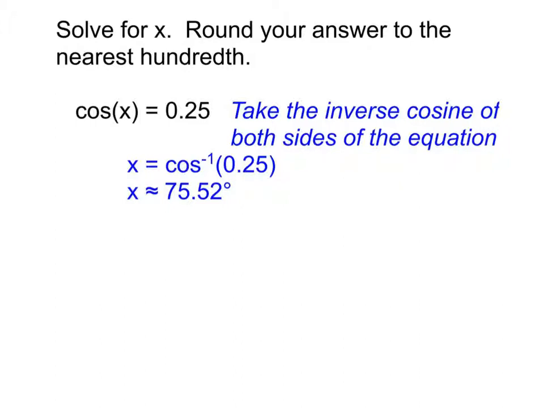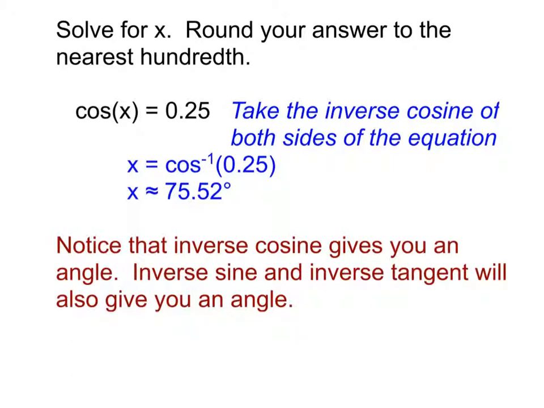Now, one other little detail-y thing to notice here. You notice I wrote in my answer here a degree symbol. Anytime you do inverse cosine, it's going to give you an angle as an answer. Regular cosine takes an angle and gives you a number. Inverse cosine takes a number and gives you an angle. Same thing works with sine and tangent as well. All of them work the same kind of way. Just kind of an aside to see how those things work.